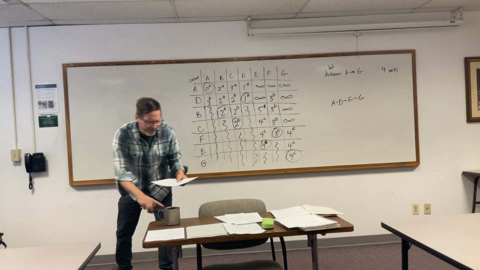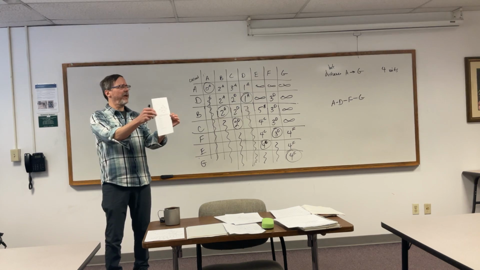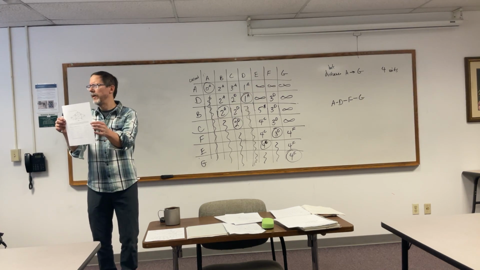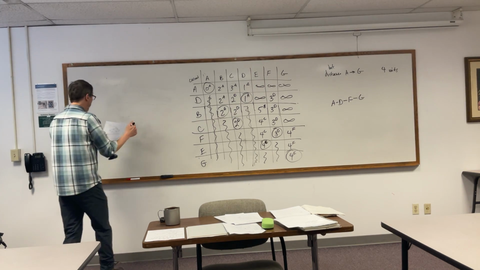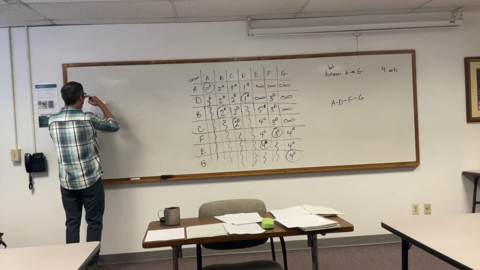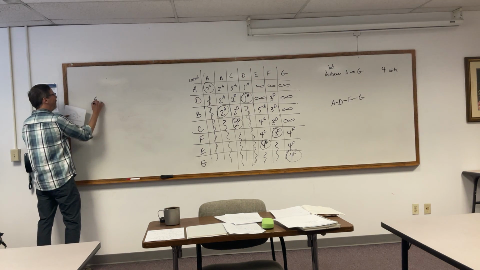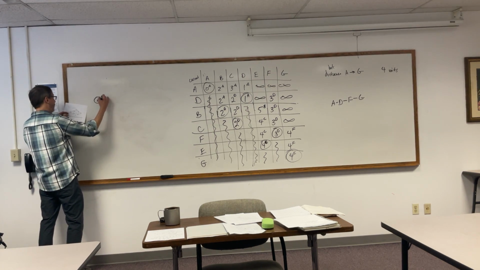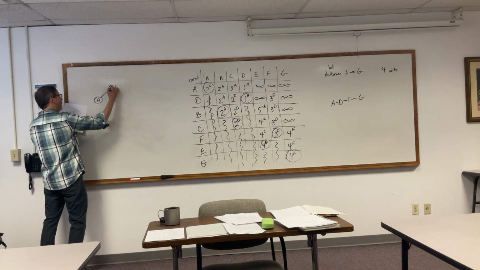I don't know if I gave this handout or not. It doesn't really matter. I'm going to put the graph up for you. I didn't give it out today for sure. So this one has A through G. And if we can do this, we are absolute masters of Dijkstra's algorithm.